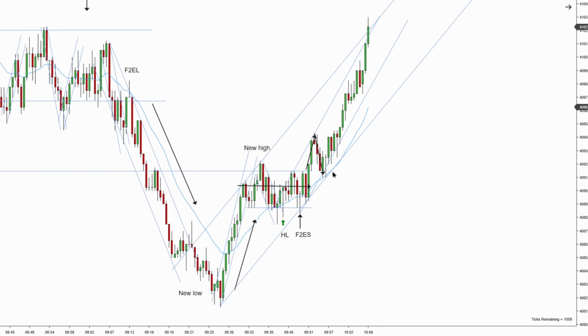We came back, tested the breakout area, and this right here is a breakout pullback setup. It didn't form that well, and when I'm watching this live, it just set up the possible channel, so it was quite hard to spot it in real time.